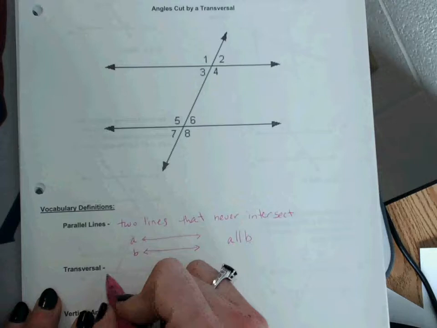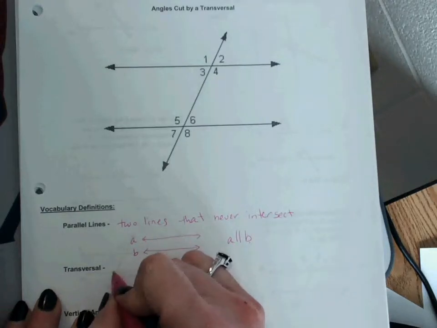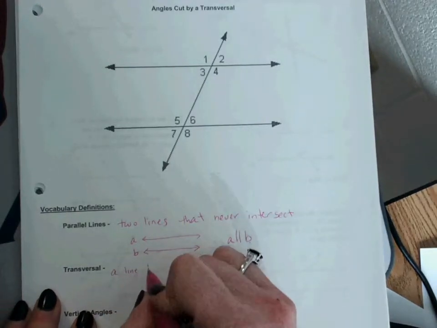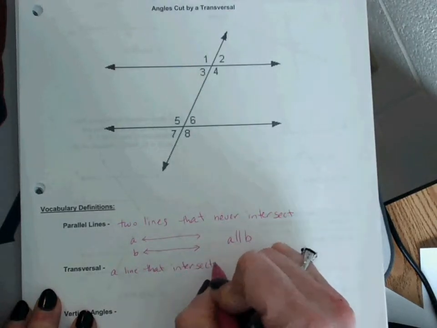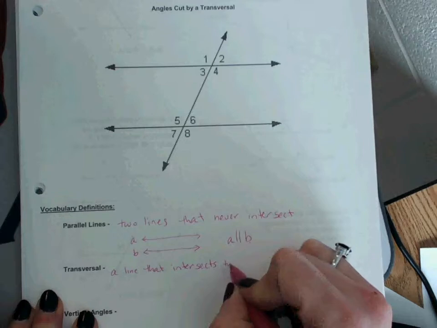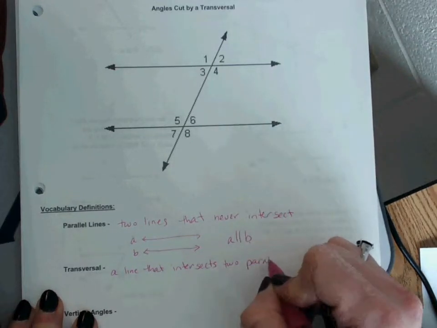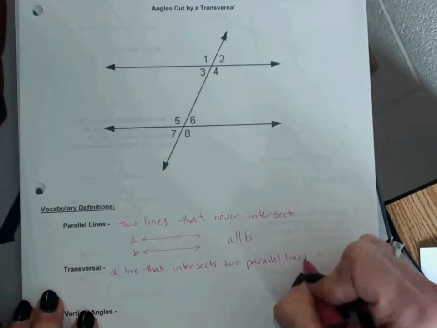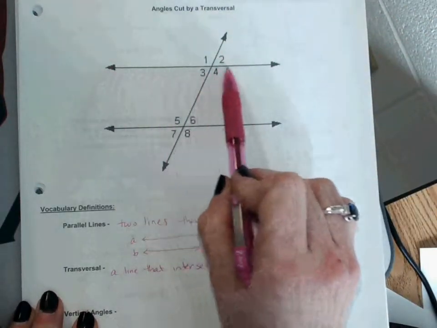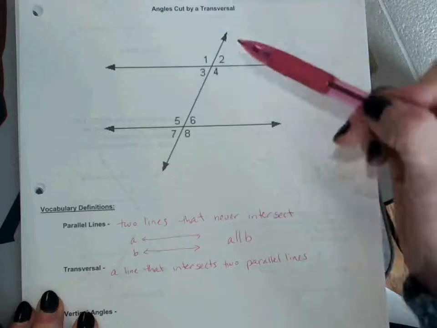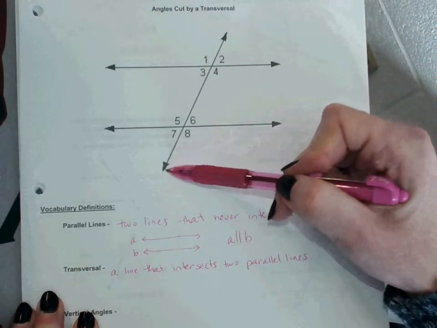A transversal is a line that intersects two parallel lines. So if you look at this picture up here, we can see that this line is parallel to this line, and it's cut through by a transversal.